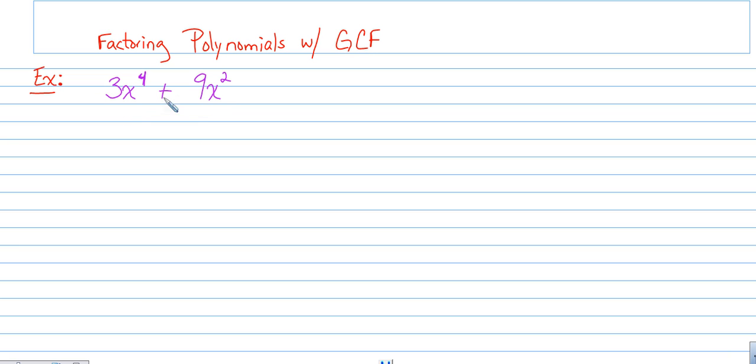So what number will go into both 3 and 9? It's 3. Then we're going to look at the letters. They both have an x, so we'll write the x. What is the smallest exponent? It's 2. So I'm going to write the 2 on the outside. Okay? And now we're going to write a parentheses, because we have to take this greatest common factor out by dividing it. Now, when you divide the numbers, it's just like you would normally divide. And when you divide the letters, it's really you're just subtracting the exponents.